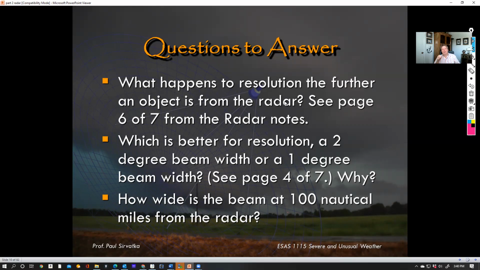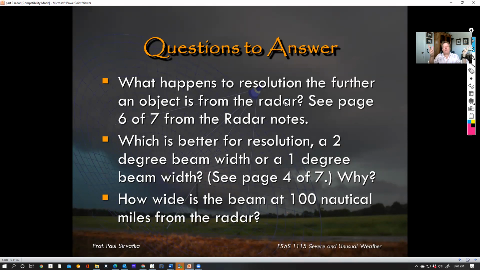So I hope you thought about that. The longer the pulse length, the poorer the resolution. But if I have a longer pulse length, I'm sending out more power, I'm screaming louder, and therefore I have better sensitivity. So the one thing we can control is whether or not we have long pulses or short pulses.